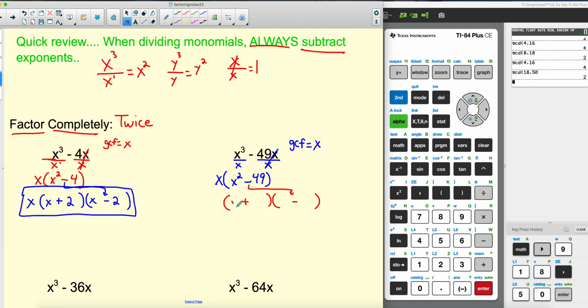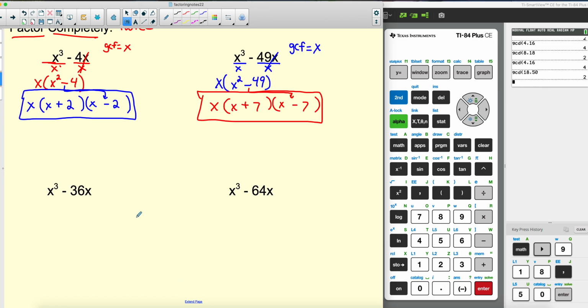Square root of x squared is x. The square root of 49 is 7. And of course, your GCF of x comes down. Boom. And there you go. Let's do another one. X to the third minus 36x.